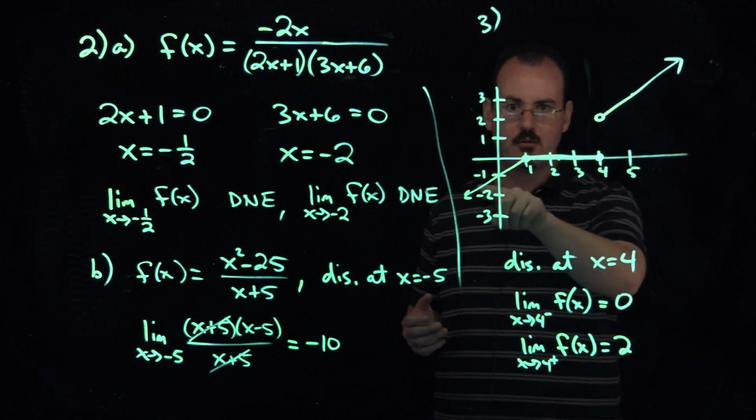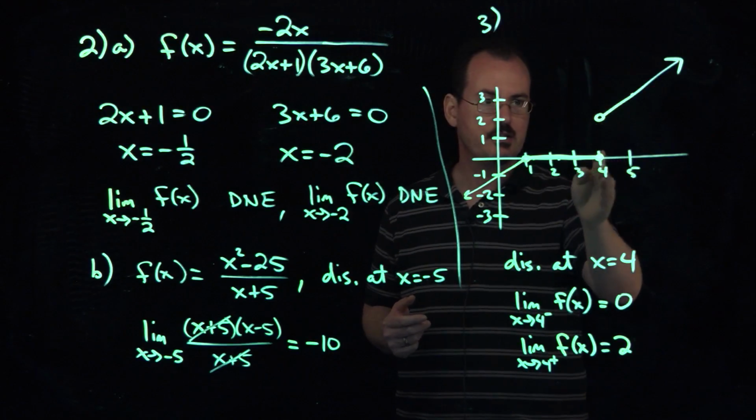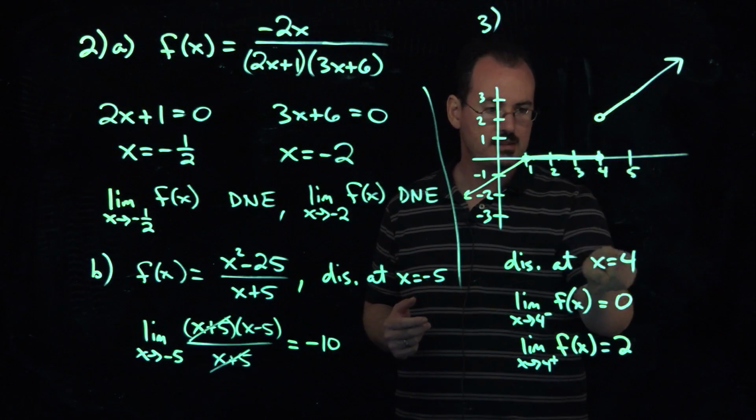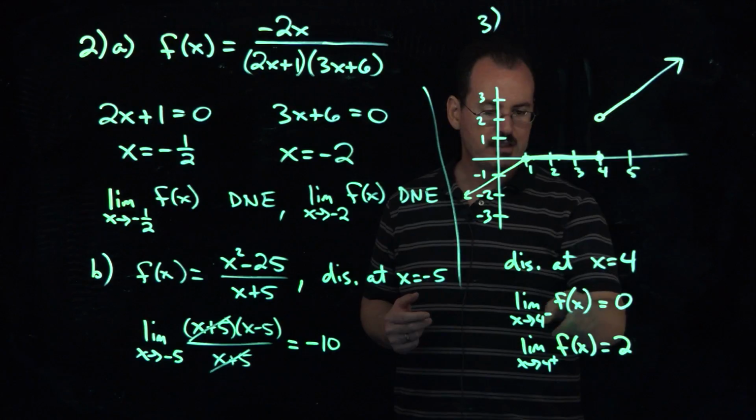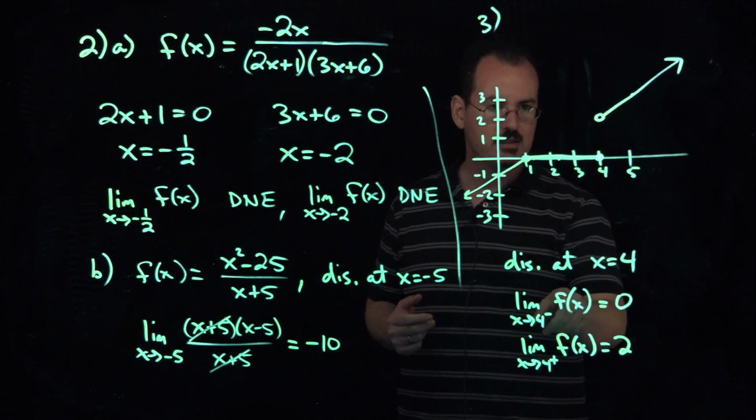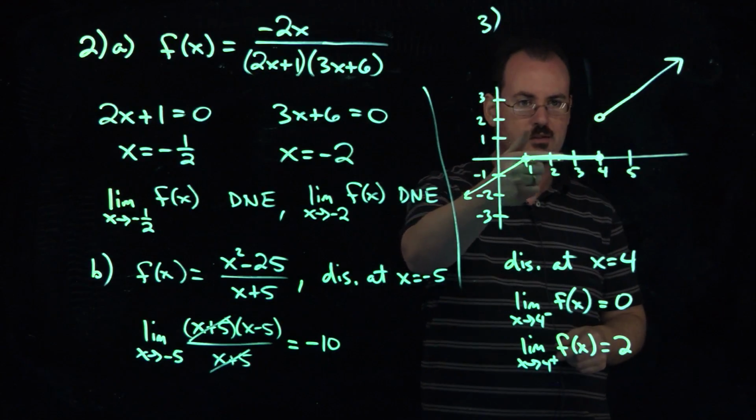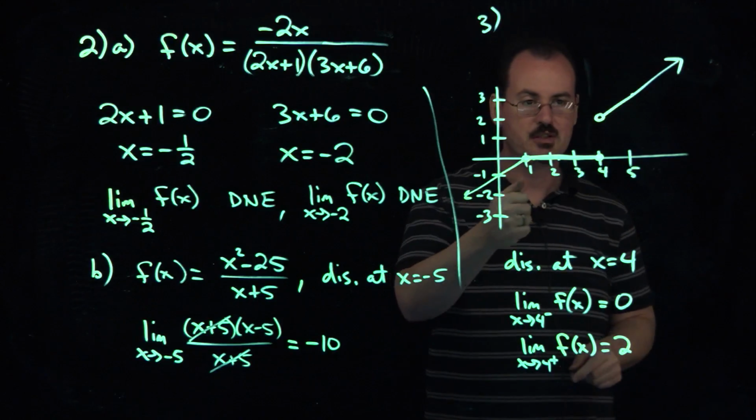So we see that I would never have to pick up the marker until right here at x equals 4. That's the discontinuity. I'm asked to find the limit as x approaches 4 from the left. So if I'm coming in from the left, the function is constantly 0, so the limit is 0.